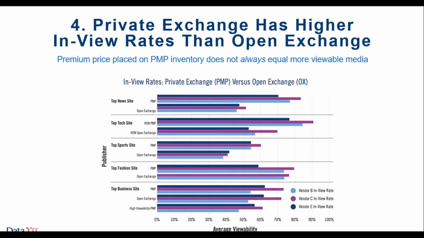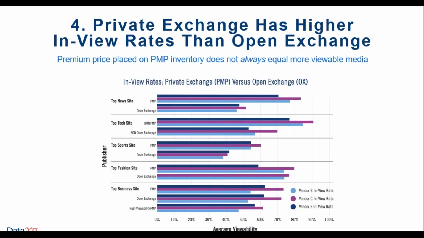In comparing open exchange versus private exchange buys for a consistent set of news, tech, sports, fashion, and business publishers, in general, private exchange does, in fact, achieve higher in-view rates than open exchange. We also did see some examples where even high viewability PMP buys, or to state it more clearly, PMP deals that were intended to result in higher viewability scores did see even lower in-view rates than open exchange buys.